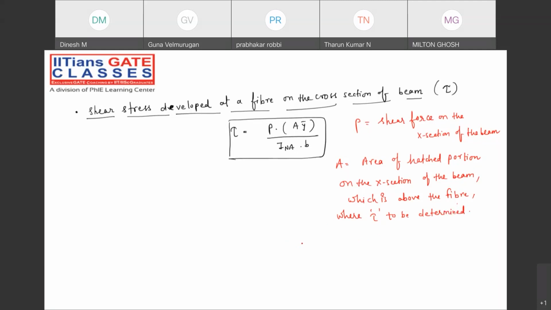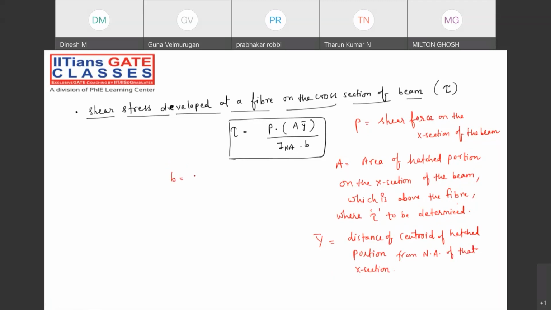Now, that is what the meaning of A. Not only that, the meaning of y bar: the distance of the centroid of the hatched portion from the neutral axis of that cross section. Right?